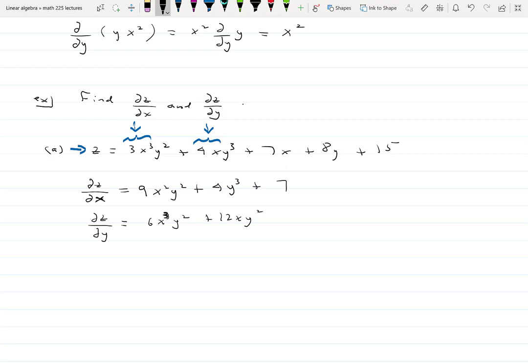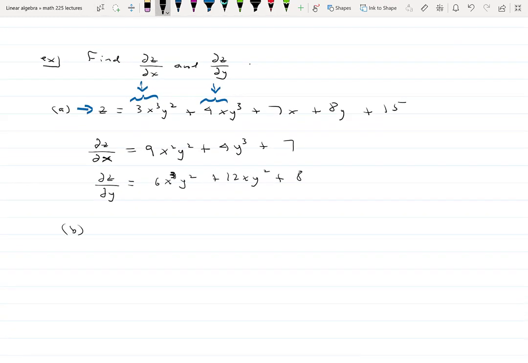Okay. What's the derivative of 7x with respect to y? It's 0. If x is held constant, 7 times x is going to be constant. And the derivative of a constant is 0. Remember, we're differentiating with respect to y. What's the derivative of 8y with respect to y? Oh my goodness, yes, that's easy. It's 8. Okay.